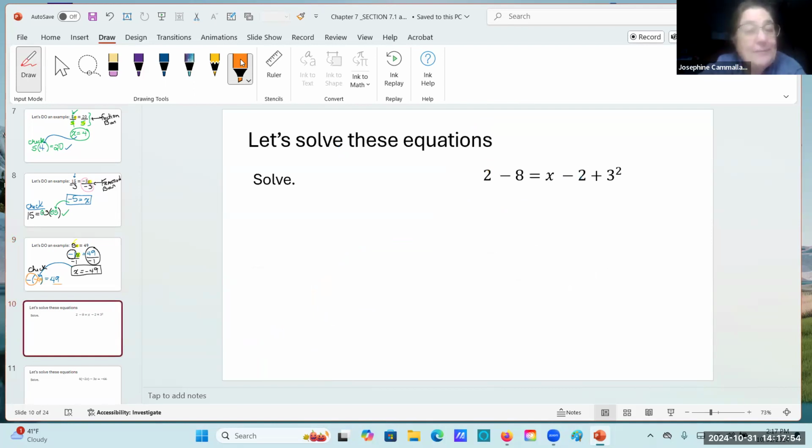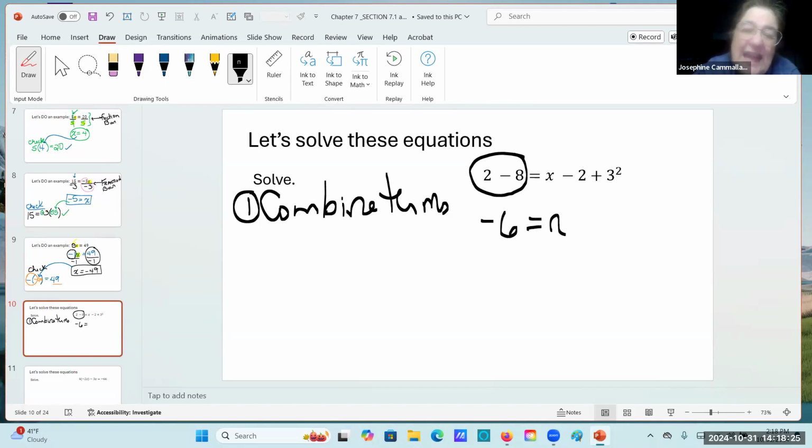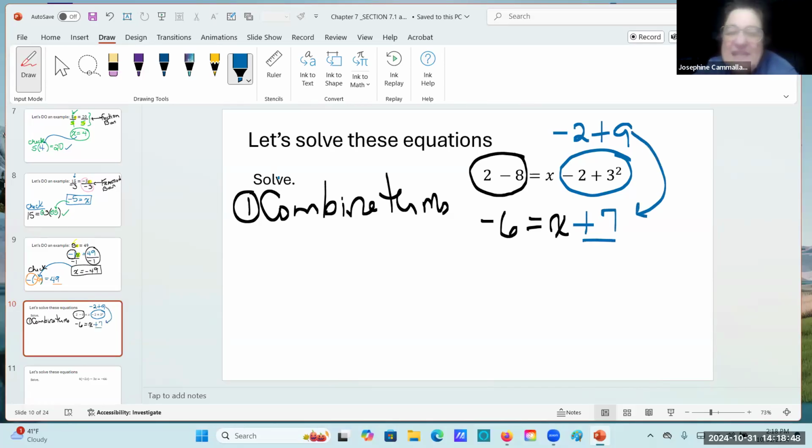Now, this one again. All you're told is solve, but before you can begin, the first step is you have to combine terms. Why do I have to combine terms? Because if you look at the left side, we happen to have two numbers. This will give us a negative 6 equals x. But now I've got to put these two together. If you remember, this is a negative 2 plus, now 3 squared is 9. That means this is a positive 7. That's how I get a single number.